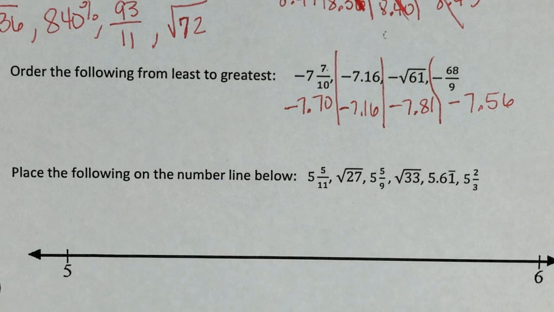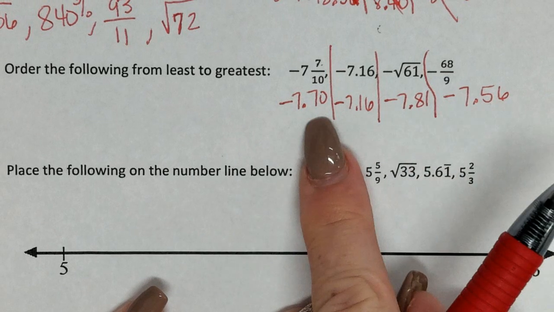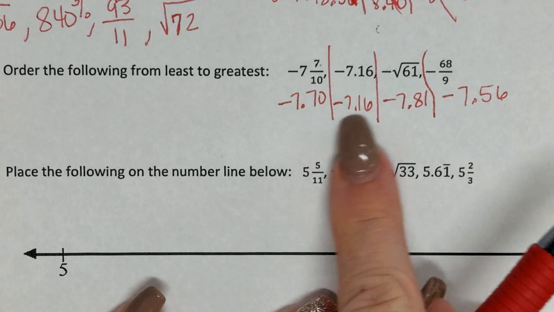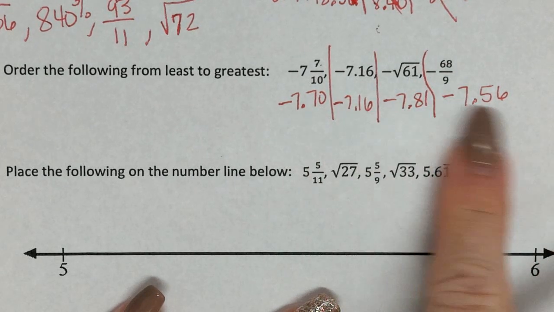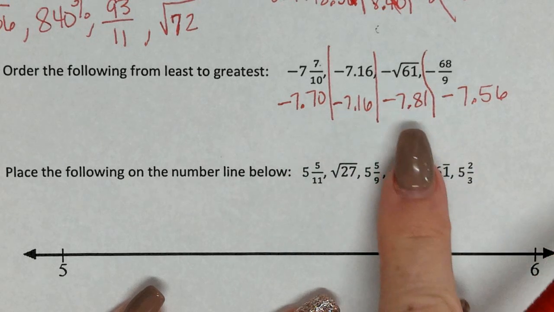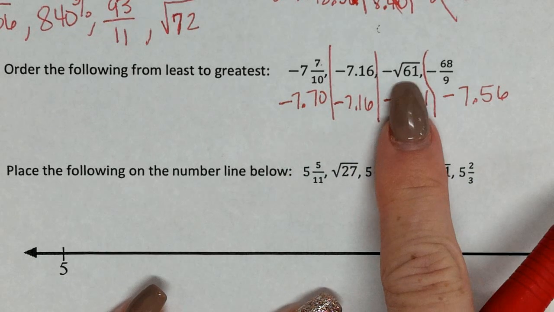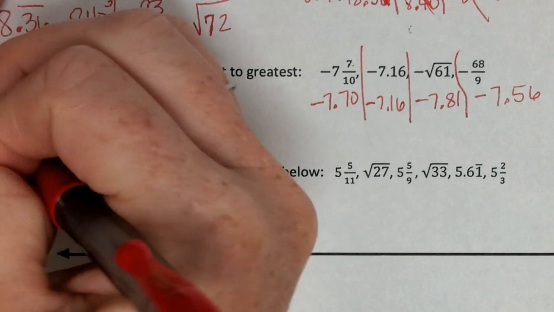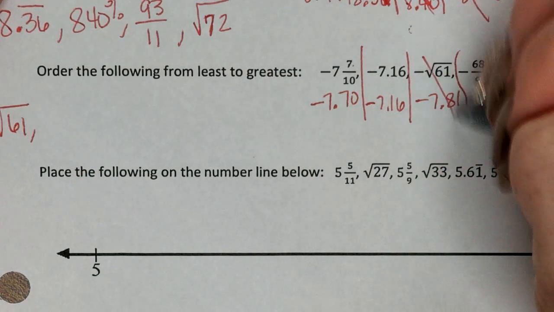I am going from least to greatest, so let's talk about it. The more money I owe, the less money I have. Hold on. Which one is worth the least because you owe the most money? This one. So I'm going to write it as negative square root of 61. And mark it out because I'm done with it.